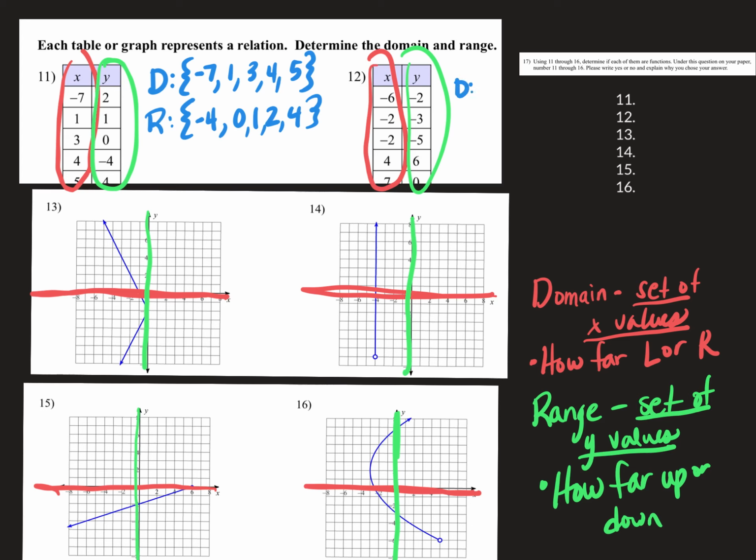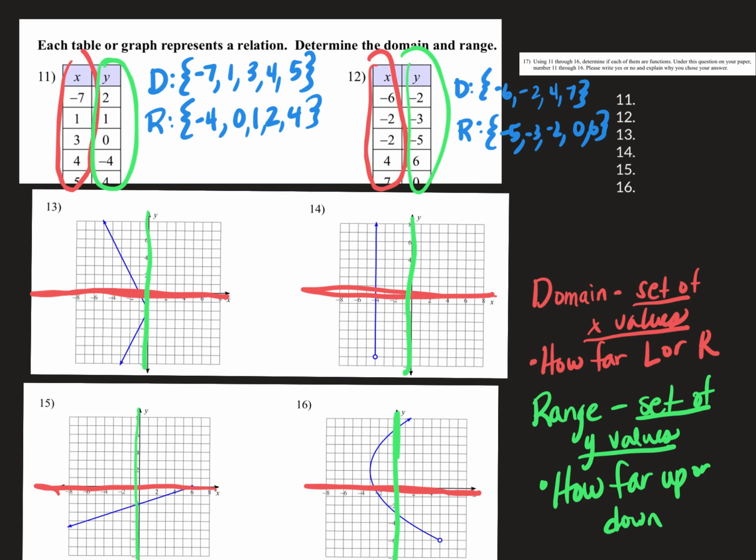And then for number 12, the domain: -6, -2, 4, and 7. Notice I did not repeat that -2. You do not repeat values that are the same. You only need one of them in your list of x values. And then for the range, I would have -5, -3, -2, 0, and 6. Those would be my range values.